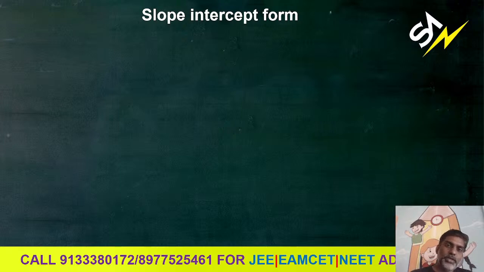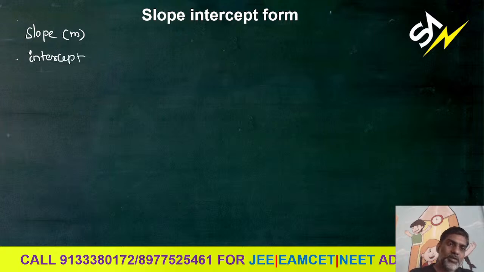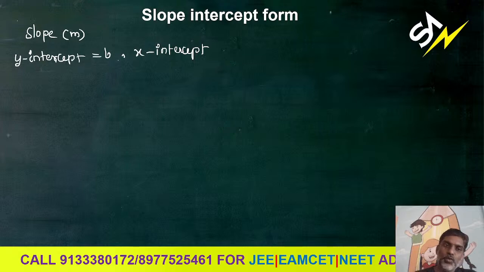Next one is slope intercept form of a line. Here let us take the slope as m, and then the intercept. We have two kinds of intercepts here. First let us take the y intercept, y intercept is b. Then in the second case we can also take the x intercept. So here y intercept is b means the line is passing through the point 0 comma b.